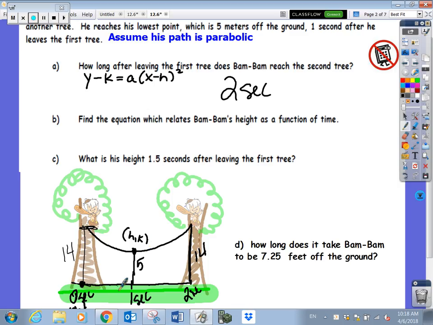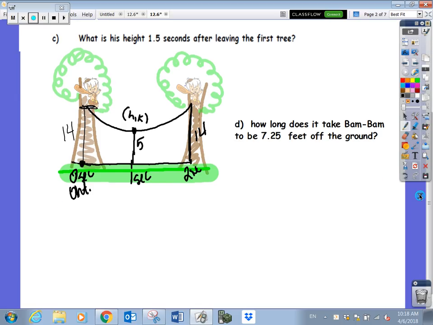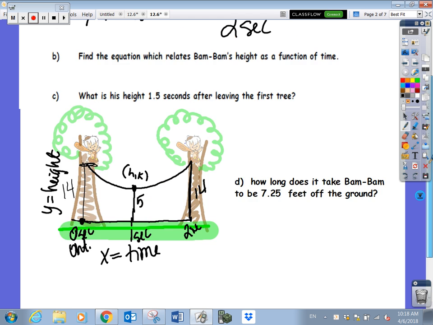The time down here is going to be our x value, and you can use whatever letters you want. I'm going to say down here is my x, which is time. This is my y, which is the height. Because it doesn't tell you what letters to use, you can use whatever letters you want. If you want to use T and H, you can. I'm going to use X and Y because it doesn't tell me, and I like those letters.